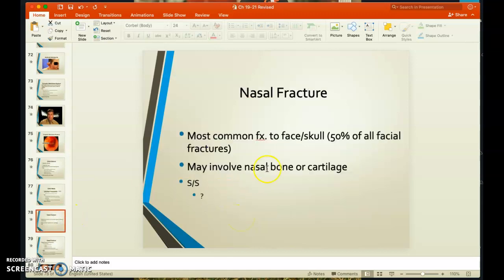Nasal fractures, most common fracture of the face and skull. Signs and symptoms: massive, massive bleeding. Okay, they're going to have a deformity and massive amounts of bleeding.